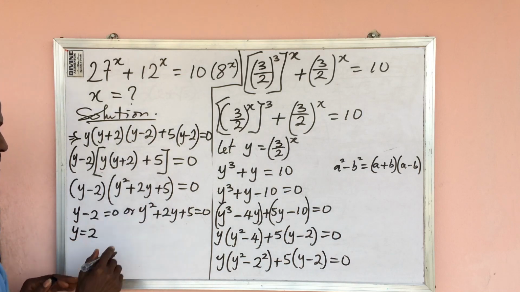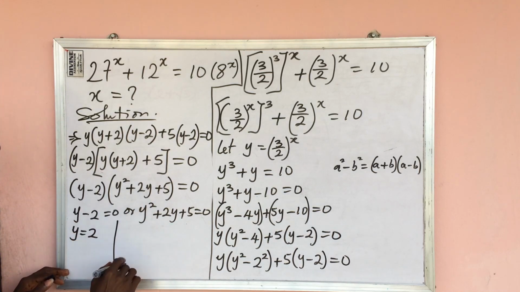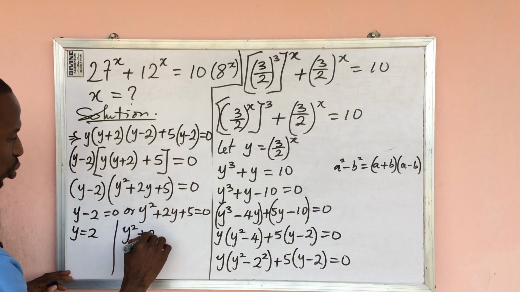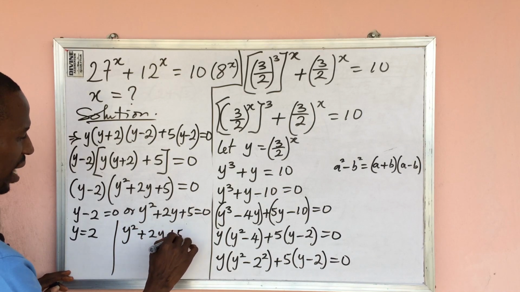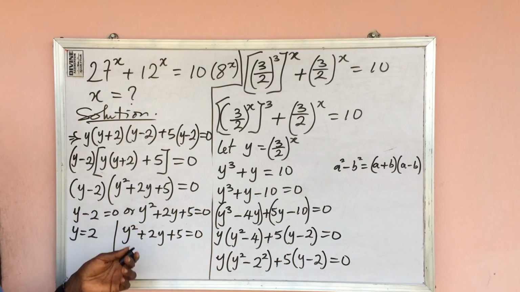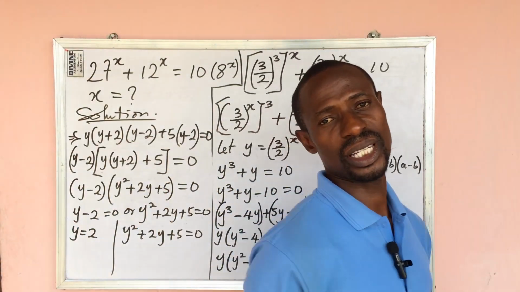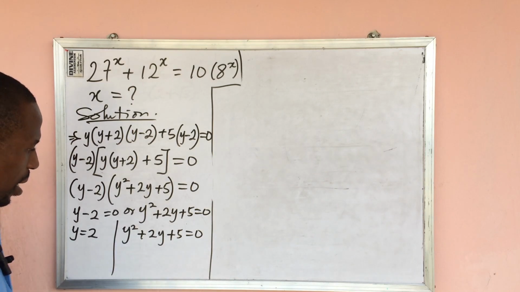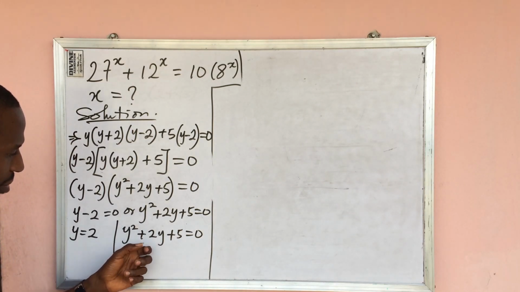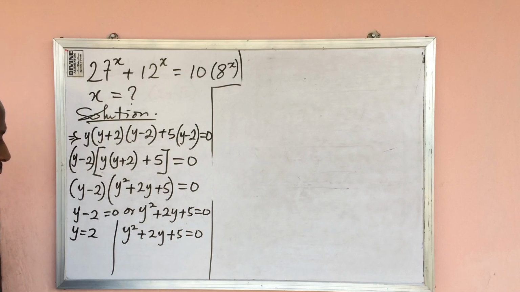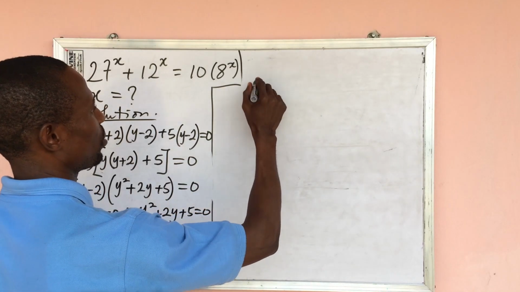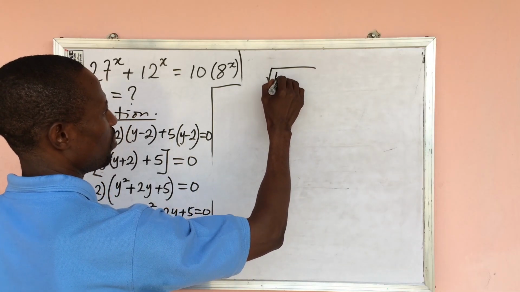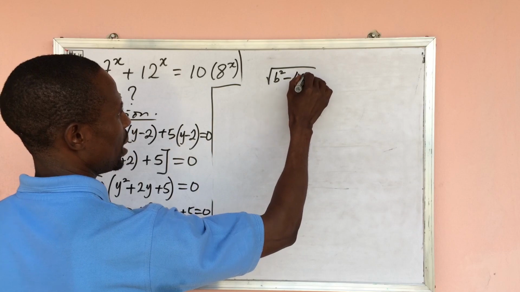So let's solve for this other side of our y, which is y squared plus 2y plus 5 equal to 0. This is a quadratic equation, so we solve this quadratically. From our quadratic equation here, let's check if this will give us a real root. So we use the discriminant, which is b squared minus 4ac.